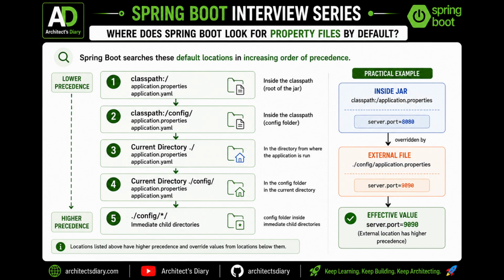When the same property is defined in multiple locations, the value from the higher precedence location is used. For example, suppose server.port is 8080 inside the jar, but an external application.properties file defines it as 9090, then the effective value will be 9090. This allows the same application jar to use different configuration values across environments.